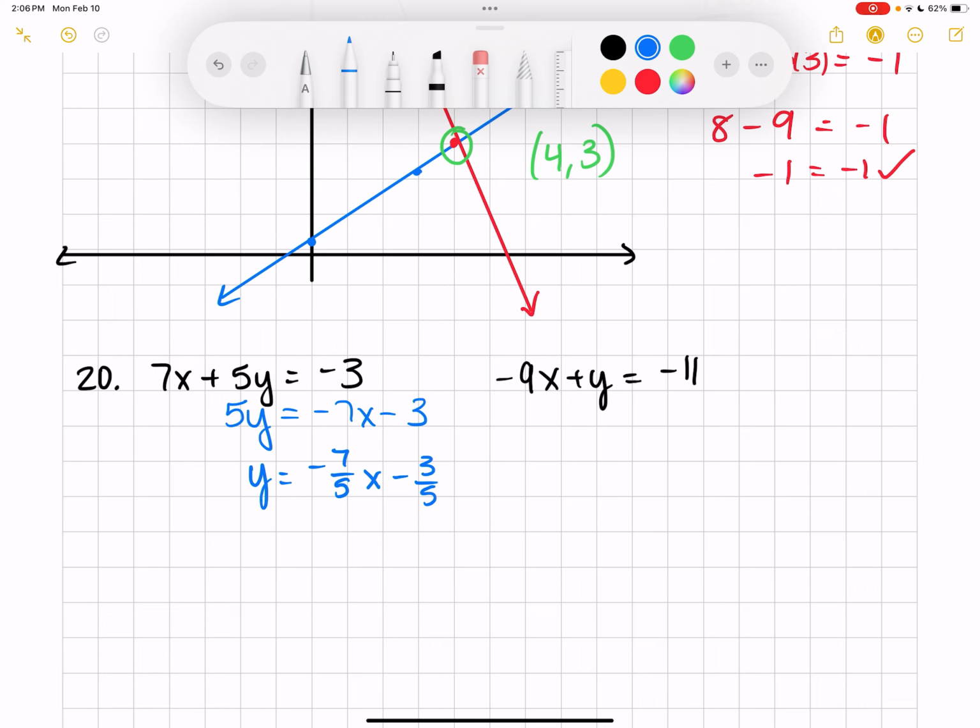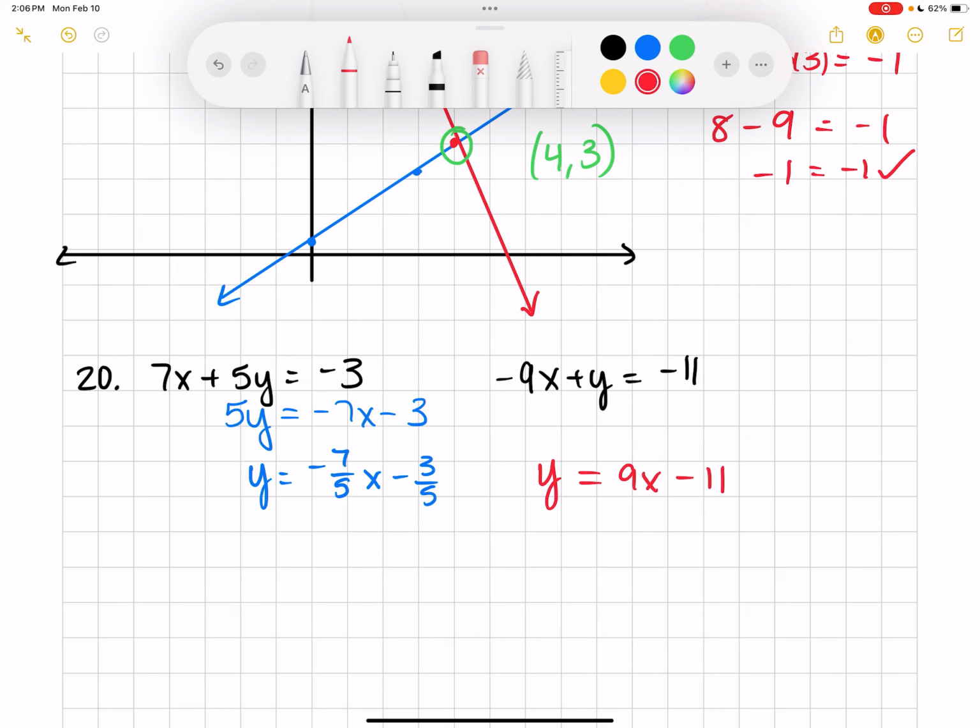I trust that y'all can graph things that are whole numbers. All right. Second equation. I need to get y by itself. What do I do? Add 9x. So y equals 9x minus 11.